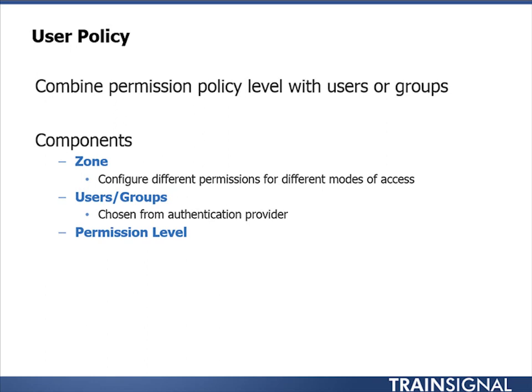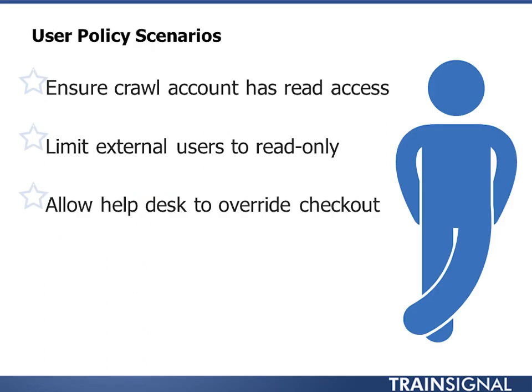When you connect through the internal zone, we're going to allow you to do whatever it is that we want. When you connect through the external zone, we're going to apply a deny write permission level. So that way you'll be able to read data, but you're not going to be able to modify data. So why might we decide to do this? Well, we might decide to do this, of course, to make sure that our crawl account has read access, to limit external users to read only, and then the one that I'm going to demo here in just a couple of moments is to allow the help desk to override checkout.